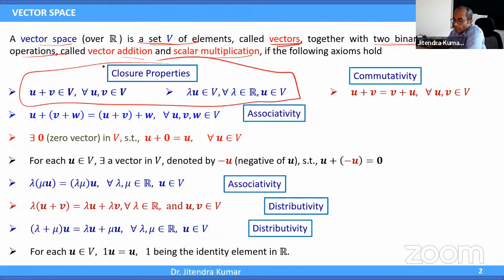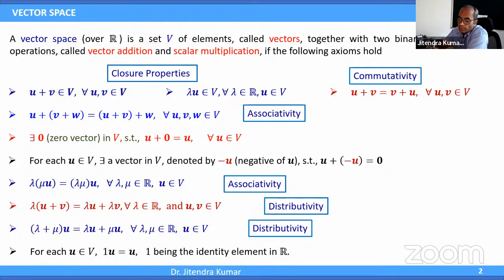So we need to define, of course, as I said, these two binary algebraic operations. One is called vector addition, another one is scalar multiplication. When we add two vectors with respect to the defined vector addition, the sum of these two vectors must be in that set itself. That is the first property.